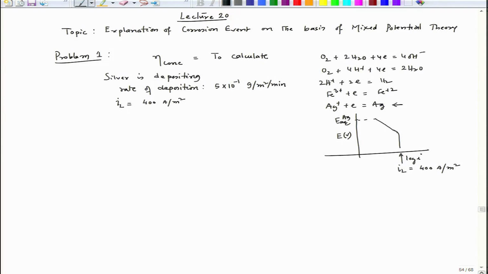Now we have to find out the concentration polarization. The rate of deposition corresponds to some current iC for Ag, because the deposition rate can be taken in the form of cathodic current density. To find the polarization, we have to find out this value. So, how do we find it? We can find it as we know this equation.